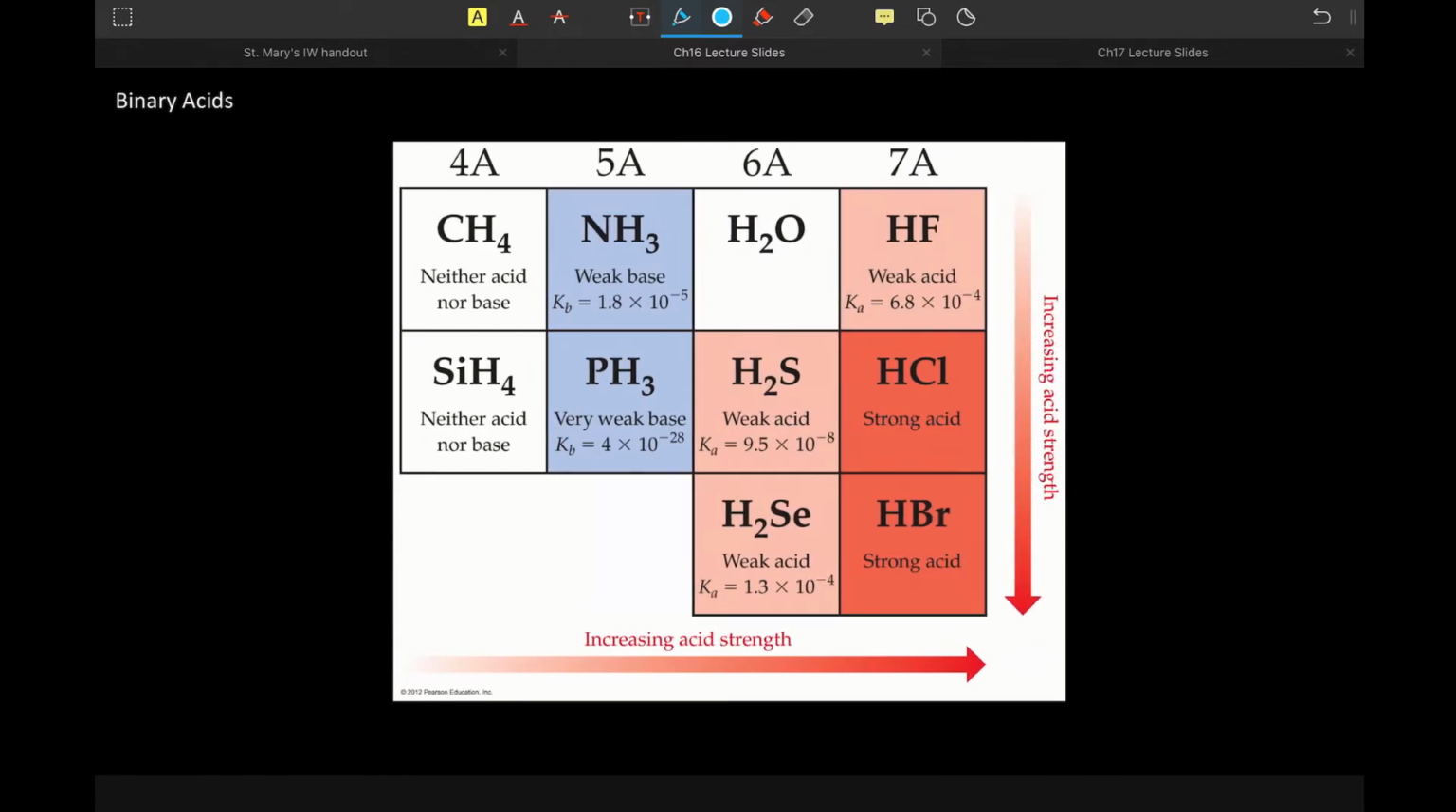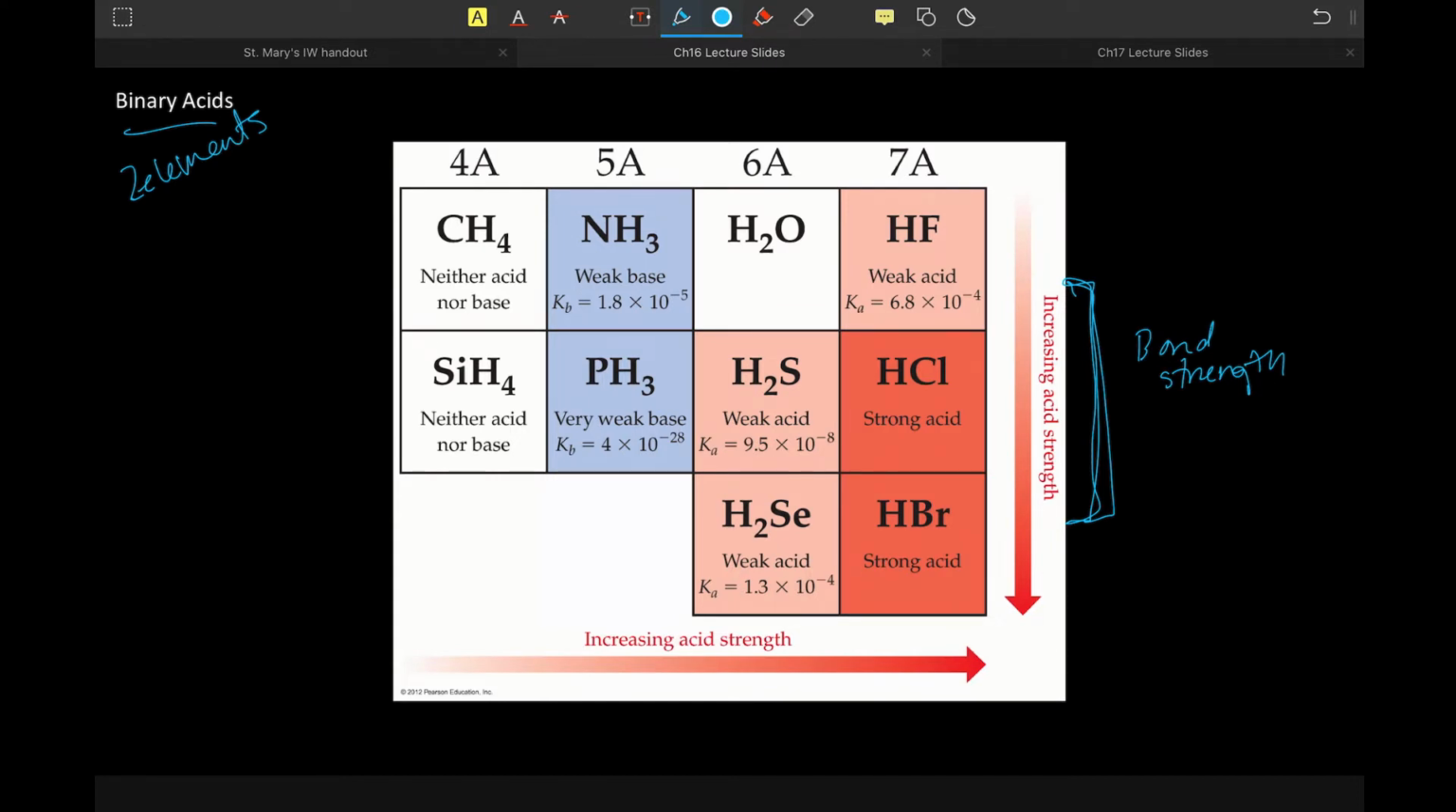So for binary acids, this is that figure from your book. As we go down a group for a binary acid, and when we say binary, we mean it's only composed of 2 elements, just to make sure we're all on the same page here. Acid strength increases this way, and the primary factor here is going to be your bond strength. And if we think about the hydrohalide series, that's a good one to look at.